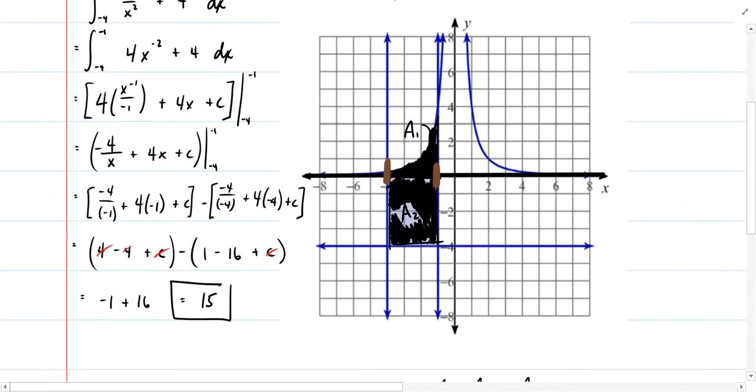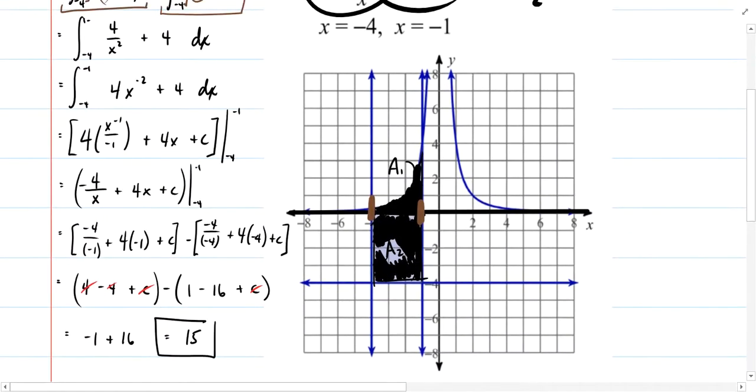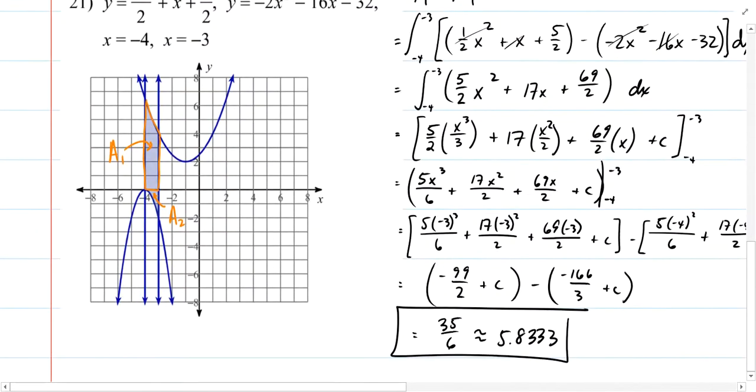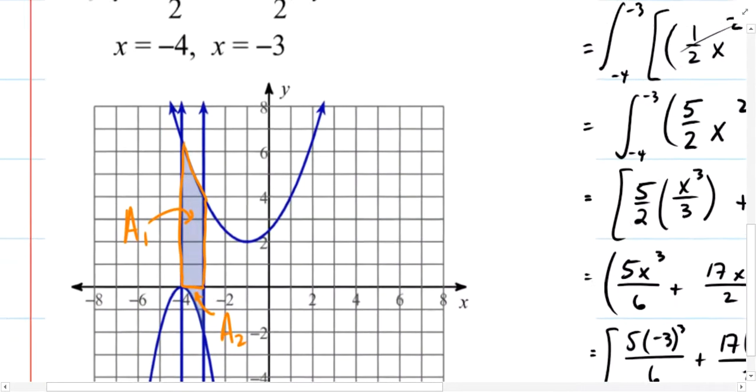So I've provided a PDF copy of these notes. You can look through them a little bit more carefully if this video didn't suffice. So go back and take a look at them. But I'm going to jump down to number 21, and I would complete it exactly the same way.